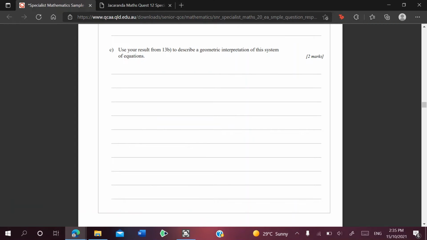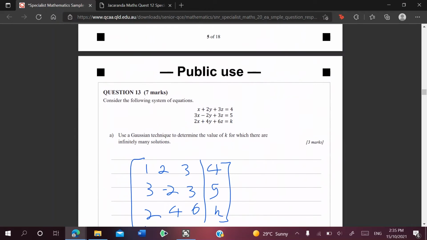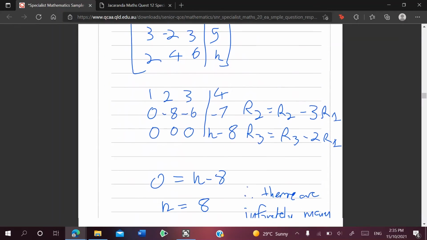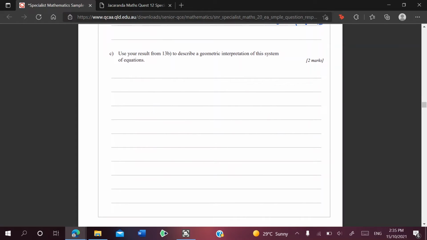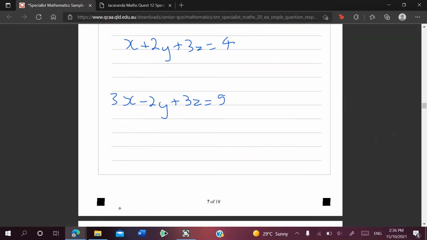Alright, so we're now just up to part C of the question. And for this, we're going to use the original equations just up here. So we'll just go ahead and write these down. So that's one there. I'll just do the second one below it. This is 3x minus 2y plus 3z equals 5. And I'll just do one here. 2x plus 4y plus 6z equals k.